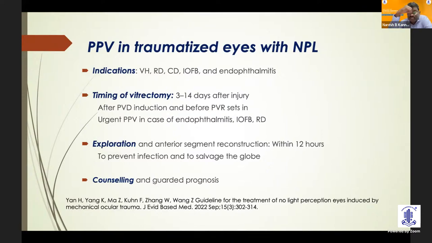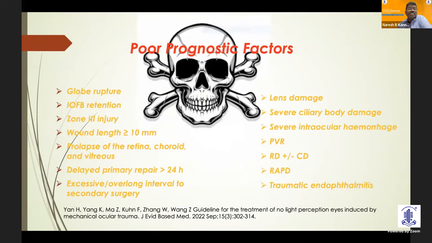Counseling is very important in all these cases. Counsel them in groups because we cannot talk to them individually. Talk about the multiple surgery requirement for these people. And at the end of a good surgery, they may still end up with bad vision.